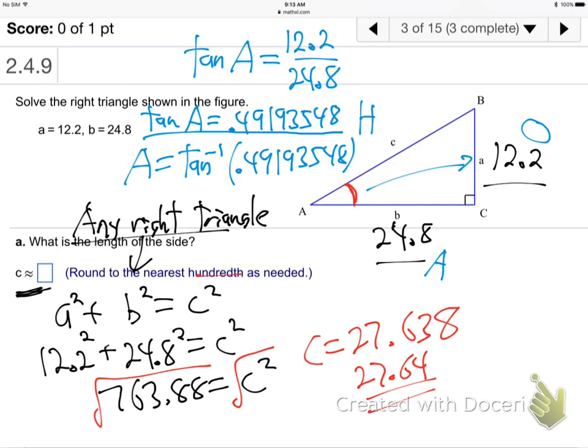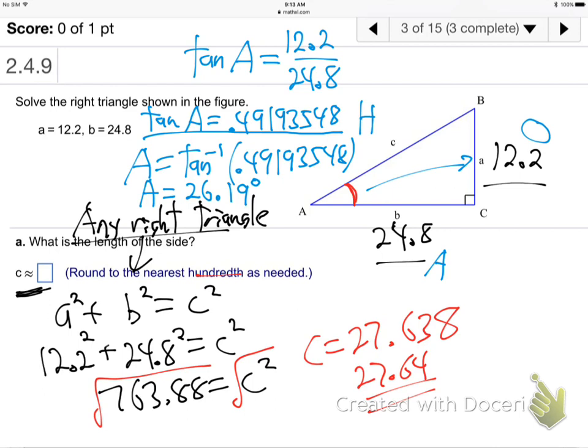And I'm getting capital A is 26. I don't know how far they want me to round. I'll say 26.19 degrees. So everybody see how I did that? Let me stop and slow down there because I know that's the tricky part. Let me help with that.